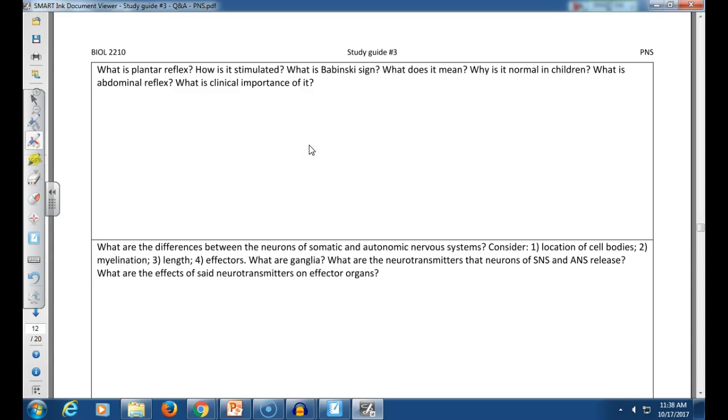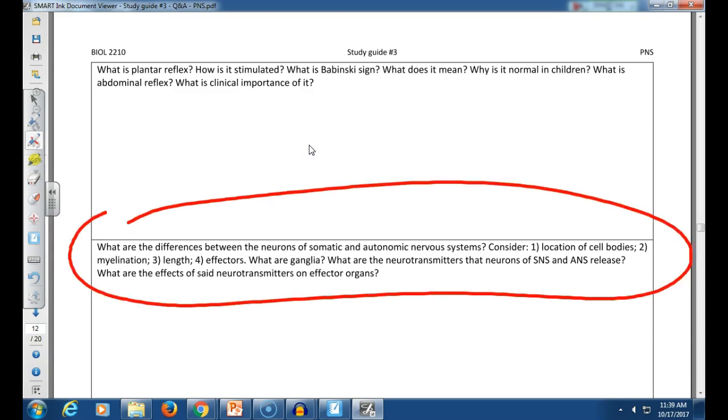This is autonomic versus somatic. Cell bodies of autonomic neurons are in ganglia. They are weakly myelinated or non-myelinated. Effectors: smooth and cardiac muscles or glands. There are two neurons, short preganglionic and long postganglionic, or vice versa, depending on the branch.